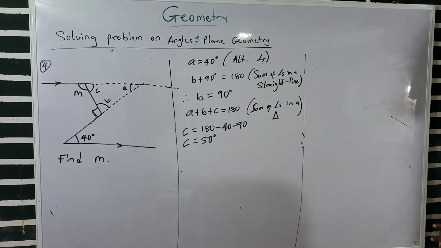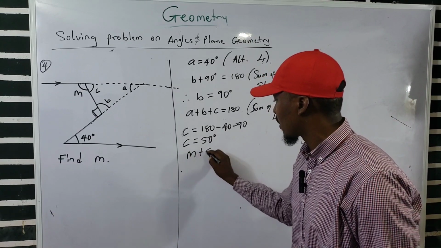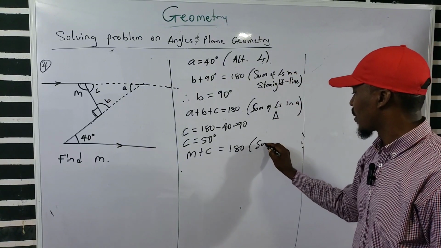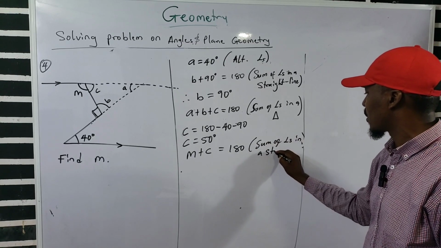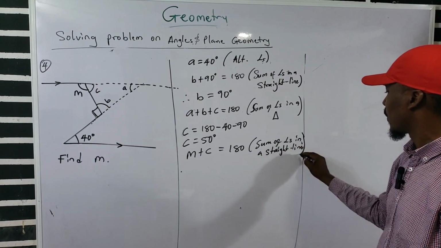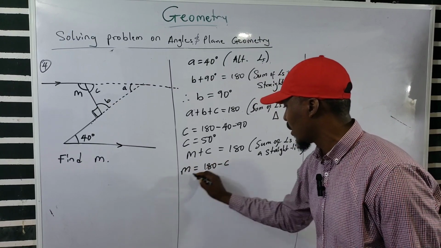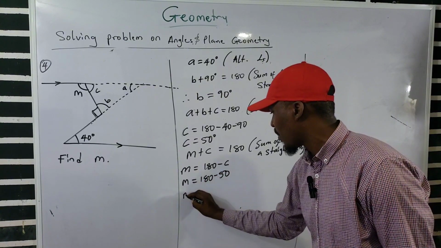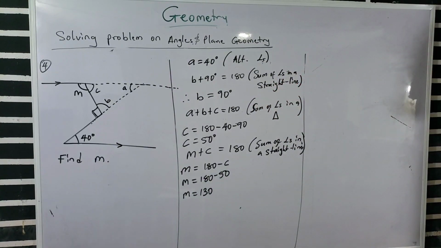Now, if C equals 50, then the next thing is to get our M. Our M plus C equals 180. So the same theory as this: sum of angles on a straight line. So with that now we can get that M equals 180 minus C. So M equals 180 minus 50. M equals 130. Okay, so we have gotten our M.